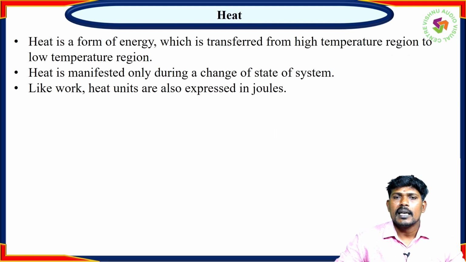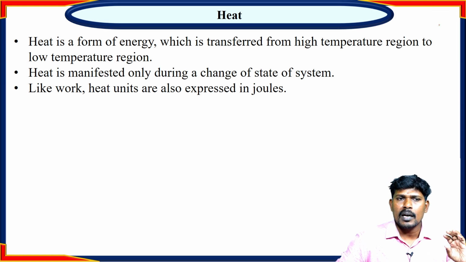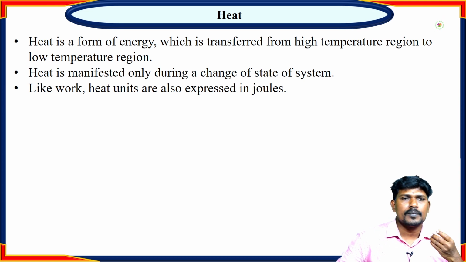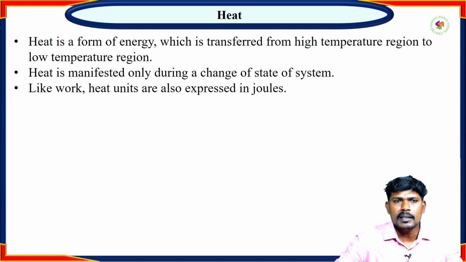Next one is the heat. Heat is a form of energy. It can be transferred from a high temperature region to a low temperature region. Heat is manifested only during the change of state of a system. When any system is changing its state, only then can that heat be manifested. Like work, heat also has the same units, joules.